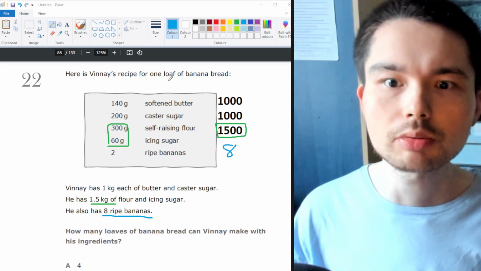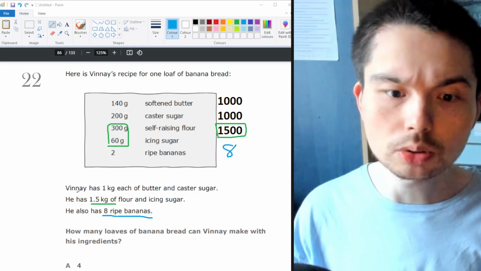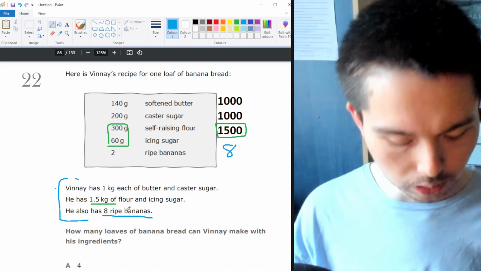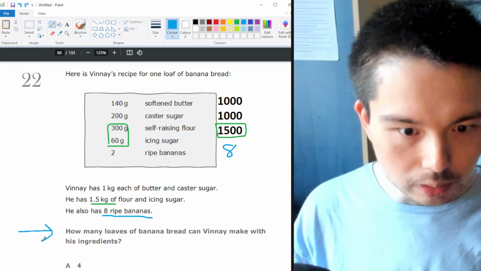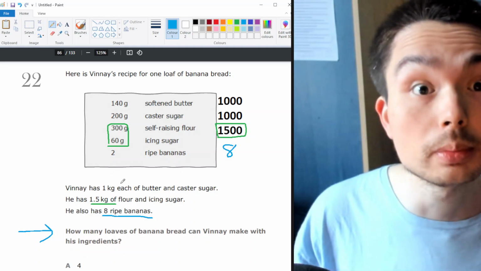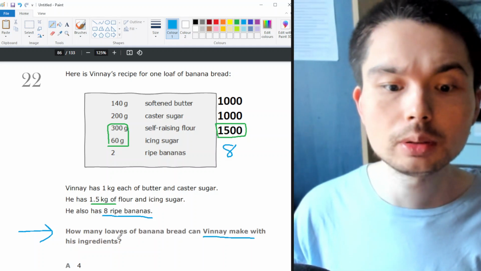22. Here is Vinay's recipe for 1 loaf of banana bread. Do not read this out loud. No, you need to go here. Vinay has this. You see all this info? It's just too much. The skill, you need to ignore it. Go straight to here. Then you actually go back and pay attention to these numbers. Guess what? They might not all be useful. How many loaves of banana bread can Vinay make with the ingredients?